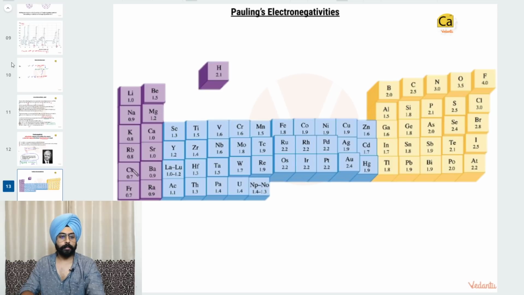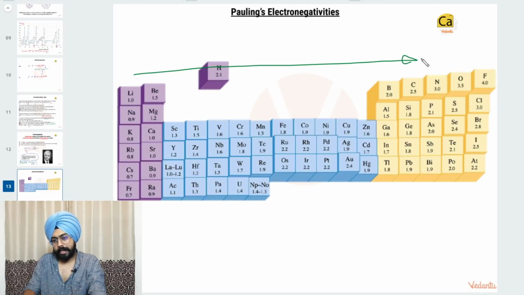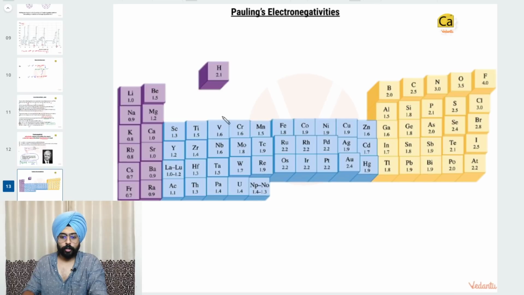ठीक है, तो देखो यहाँ हो क्या रहा है. This is a very, very simple, very obvious idea. If you go from left to right, effective nuclear charge increases. So can you see that the number of electronegativities on the right hand side is higher? I mean, the value of electronegativities on the right hand side is higher.